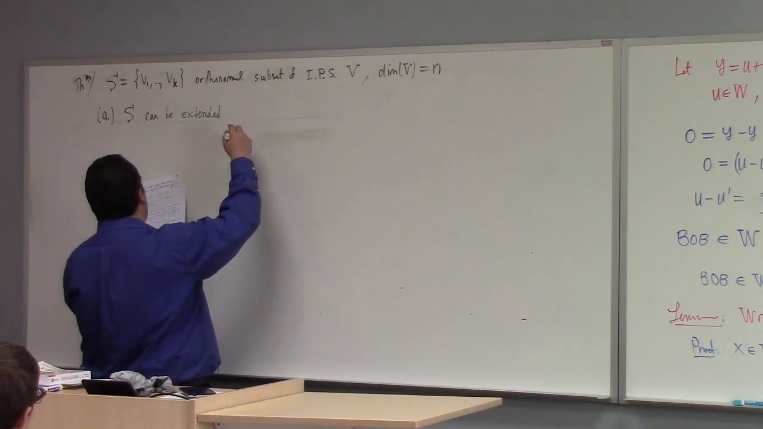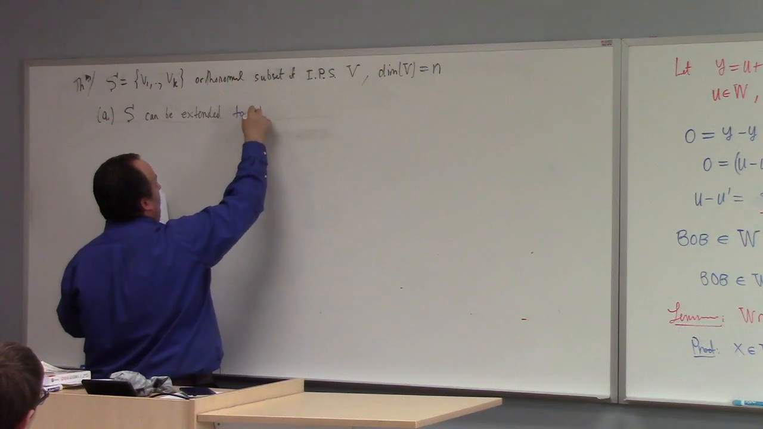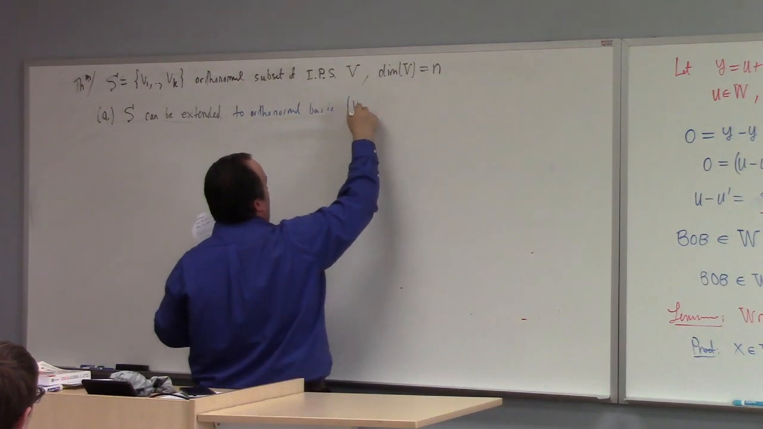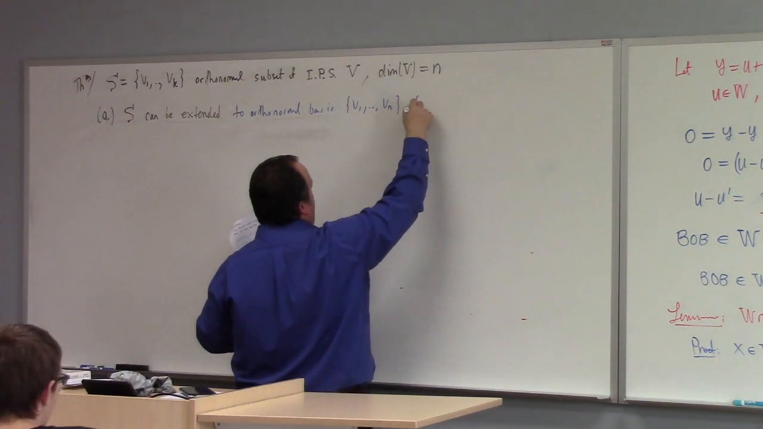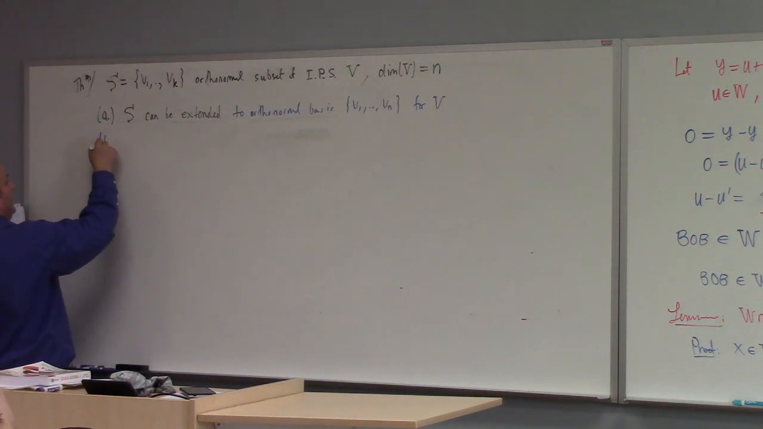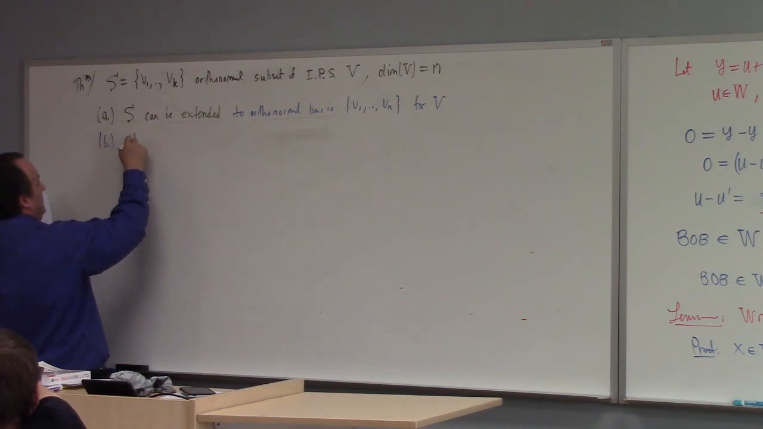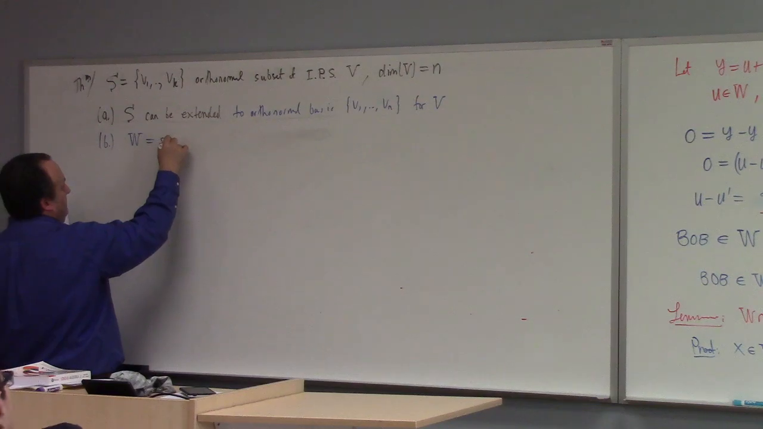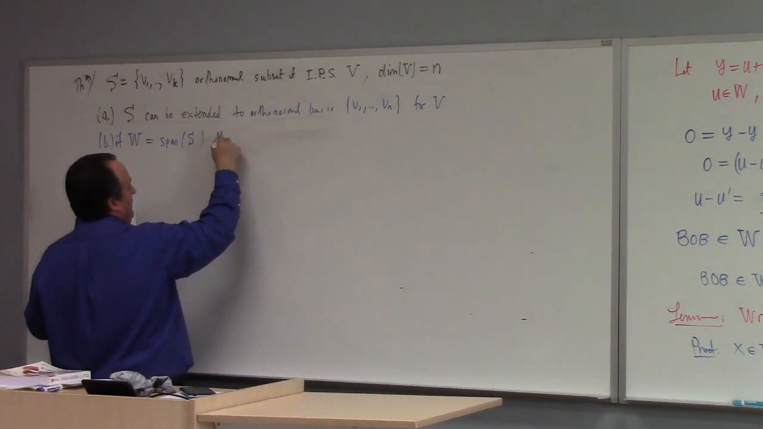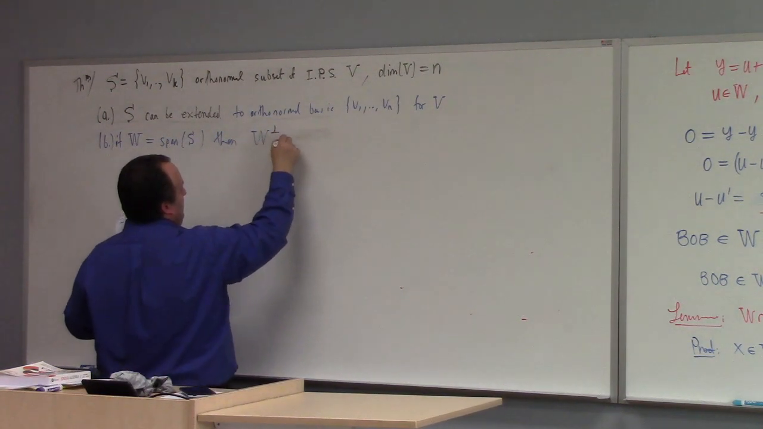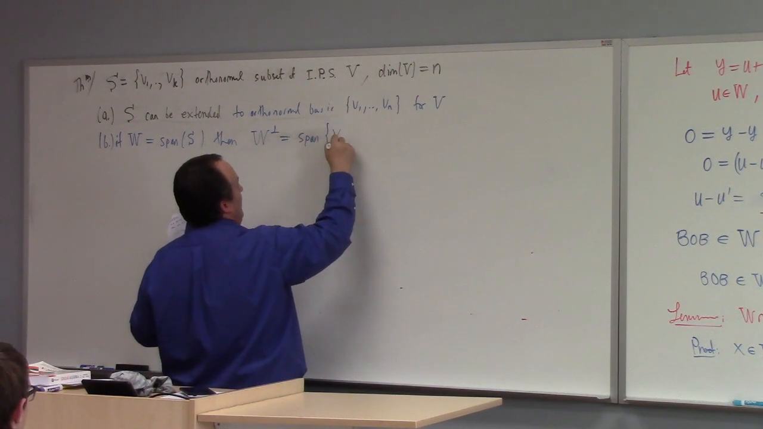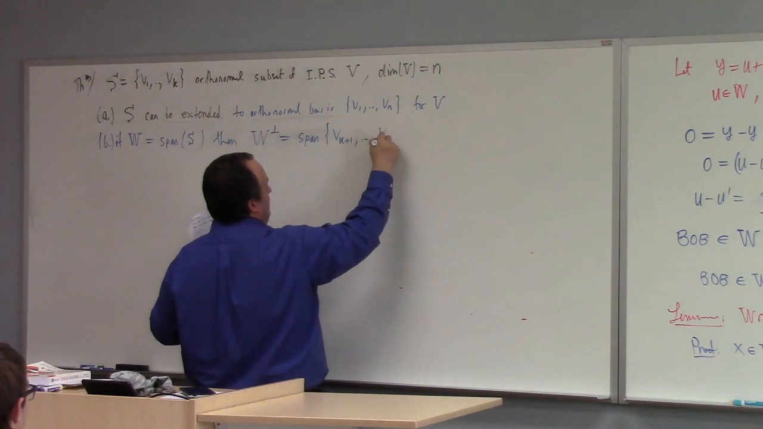S can be extended to an orthonormal basis for V, all right? And B: if W is equal to the span of S, then W perp is simply going to be the span of the part you extended. So like past k, so k plus 1 out to n.